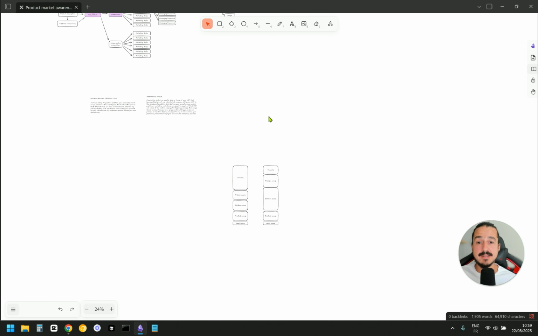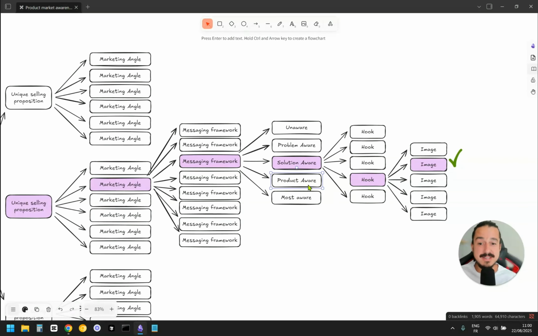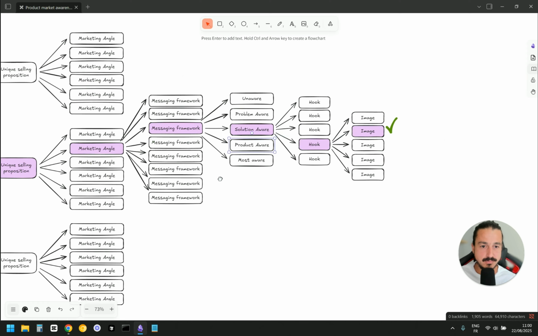But we are not going to talk about it the same way if we talk to someone that is just aware that they have a problem, or if we talk to someone that is already very far along, very far into the journey of finding a solution for this problem. So this is important to give AI the information about who we are talking to.